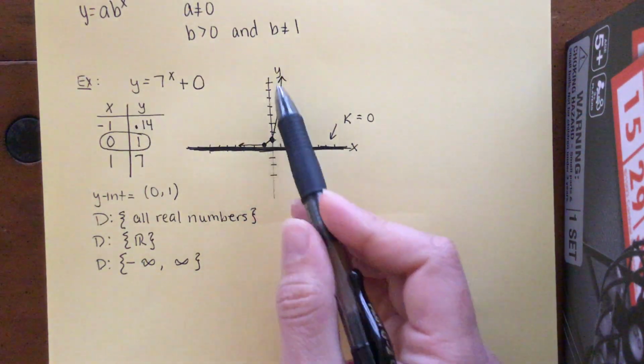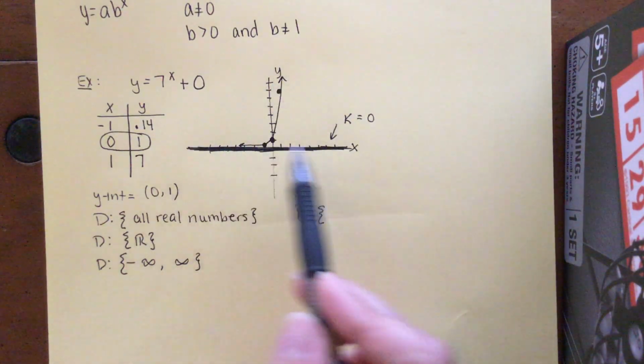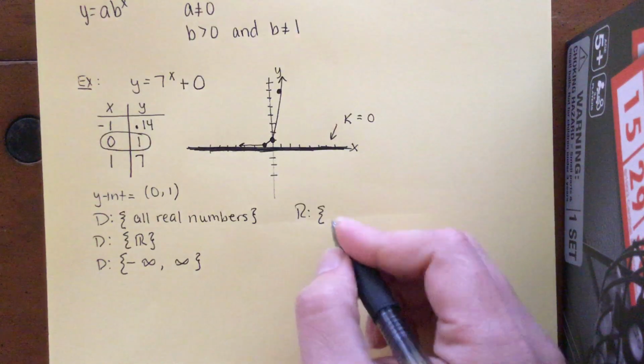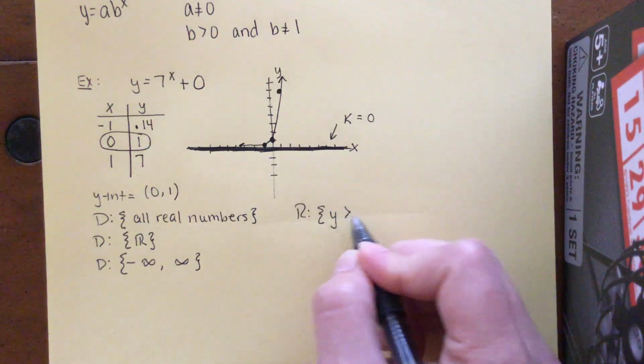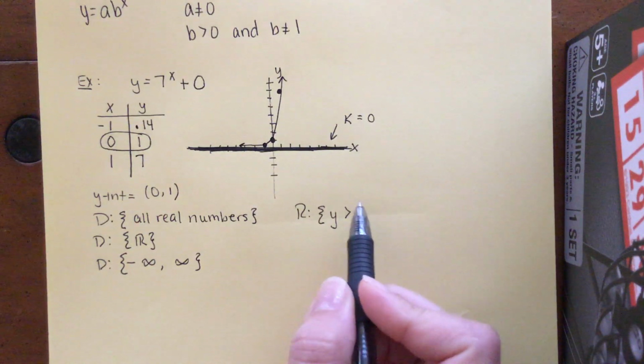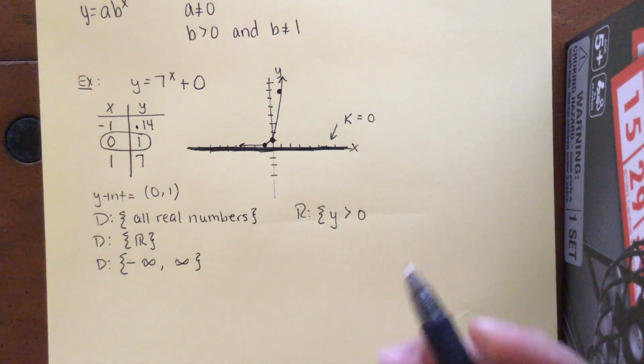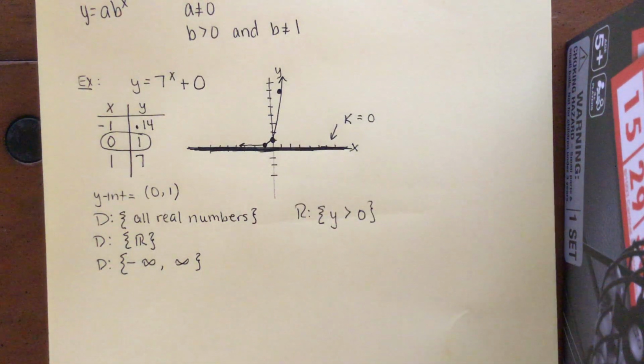Well, if you notice my graph, there are no negative y values. Everything is sitting above this k value of 0. And so we know that my y values are going to be all greater than 0. It never touches 0, so we definitely don't want to put an equal sign there. So it's greater than 0. Any y value that I'm going to get back when I plug in an x will be greater than 0. It's going to be a positive number.